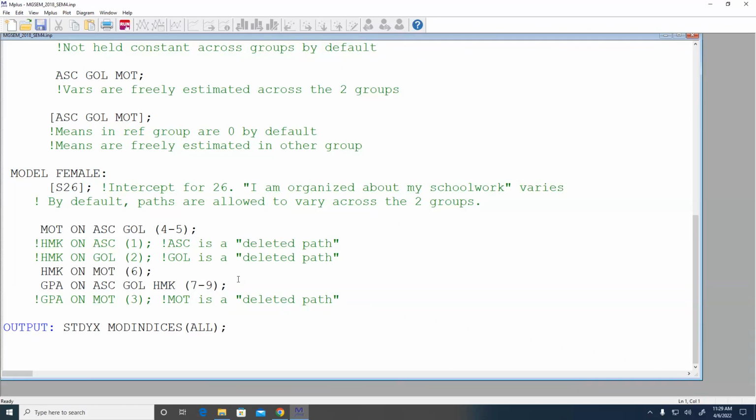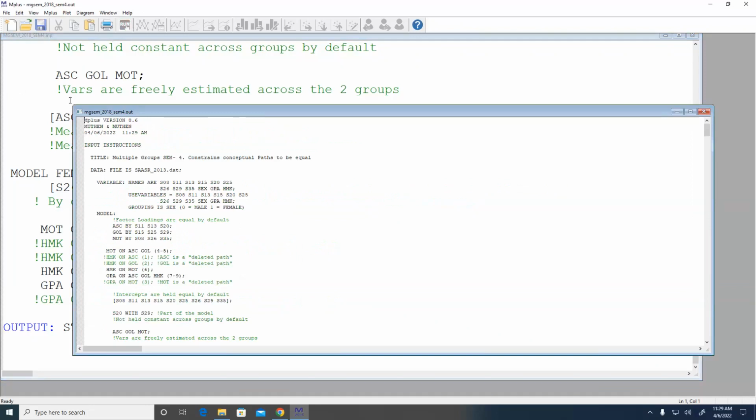Okay. So we're going to run this. We've got our output, which is probably easier than scrolling through. So model 4 starts on, I think, page 28. I made myself a note of what page it started on. And how many conceptual paths were we constraining to be equal? 6. That's right. There are six conceptual paths that are constrained to be equal.